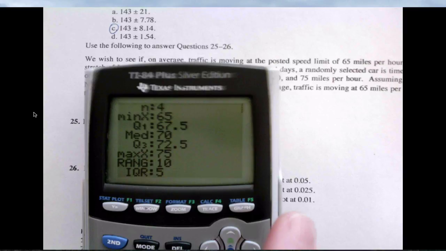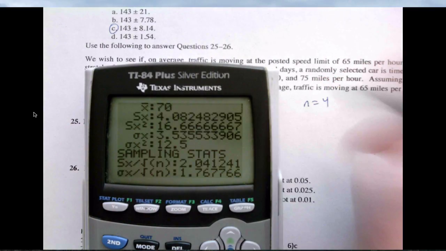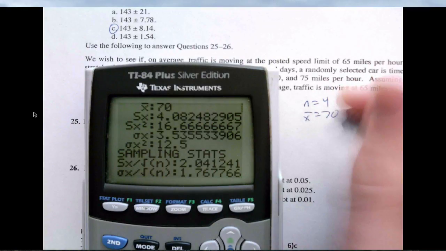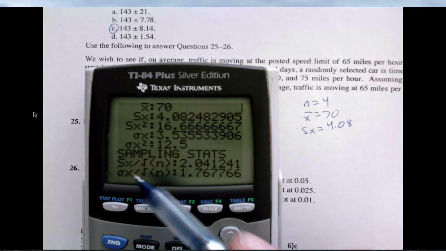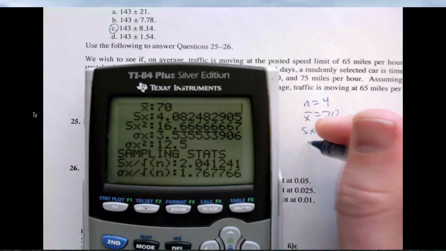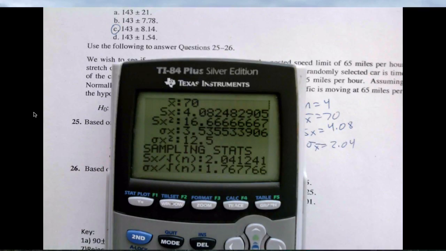Okay, so in this case, I have an N of 4. I have an X bar of 70. S of X equals 4.08. And if I want to do the S of X divided by the square root of N, that is 2.04. Okay, so now that I have those, I can run the different portion of the app.